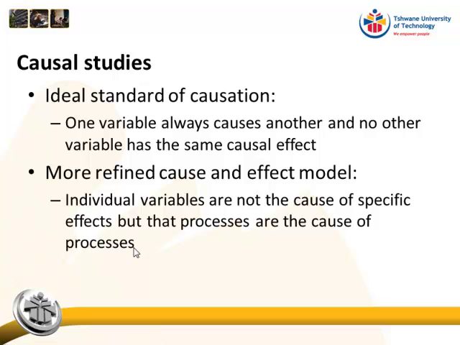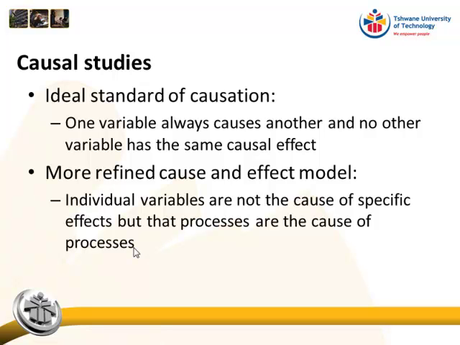And the problem with studies where an ideal standard of causation is inferred is that you then question it, because you say, but is that really the only reason? So normally we have a more refined cause and effect model. Individual variables are not the cause of the specific effects, but processes are the cause of processes. So certain things happen, and because of that, there is a certain outcome.